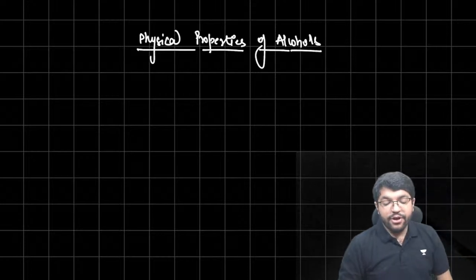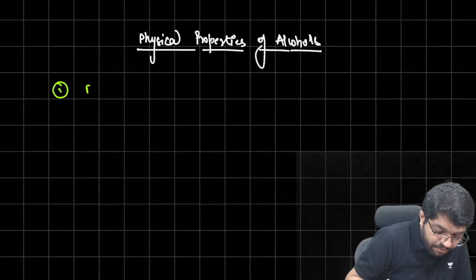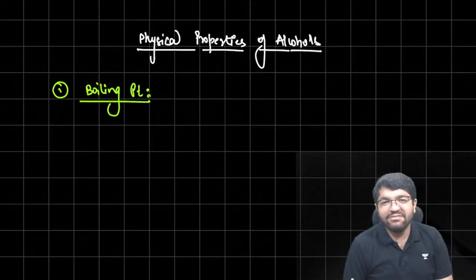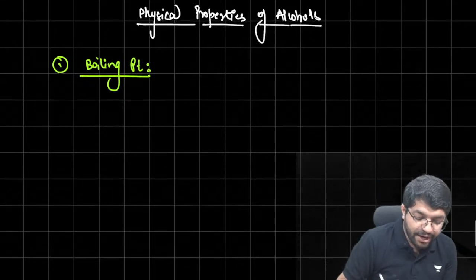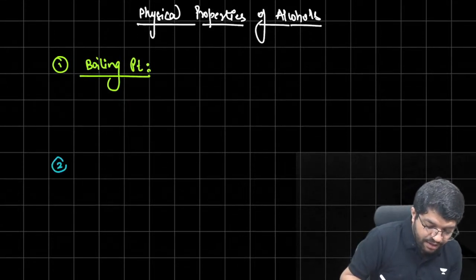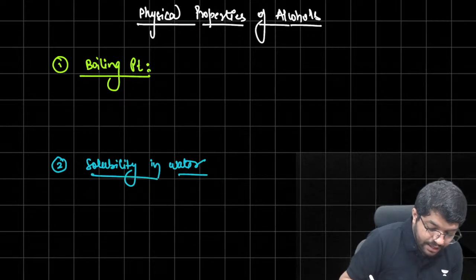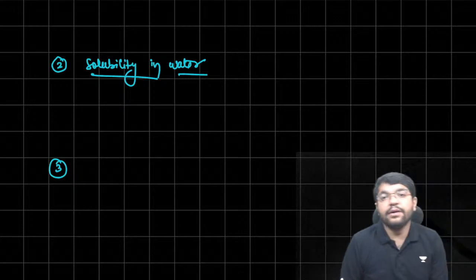Right, sir? Now, quick, physical properties of alcohols. When it talks about physical properties, number one, quick, we talk about boiling point. Alcohols have the highest boiling point. Quickly, boiling point. The next I talk about is solubility in water, right? The other I talk about is the impact of branching.